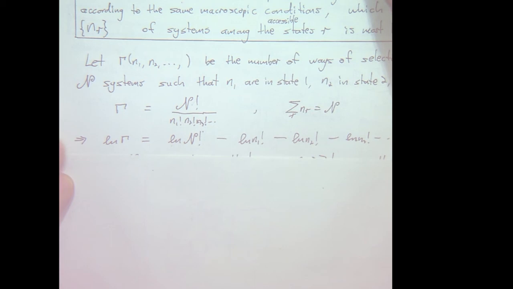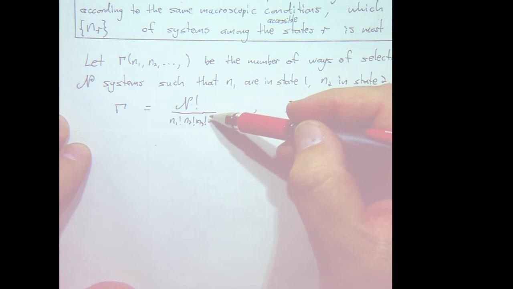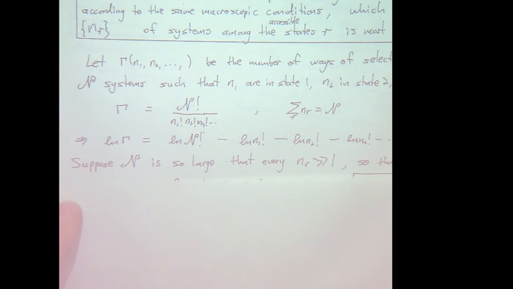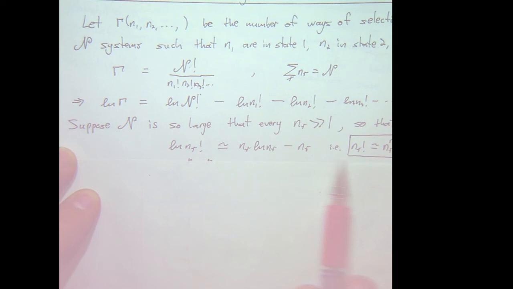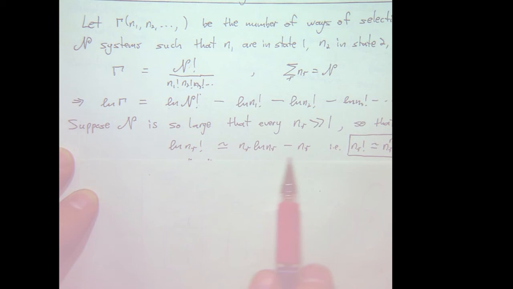Try to understand the starting point. Is this okay? Yeah? Okay. You take the log of that, and suppose that you can use the not real, not exact, not precise Stirling approximation without the 2 pi, without the pi. So it's nr ln nr minus nr, it's log of nr. And so you just substitute that in.